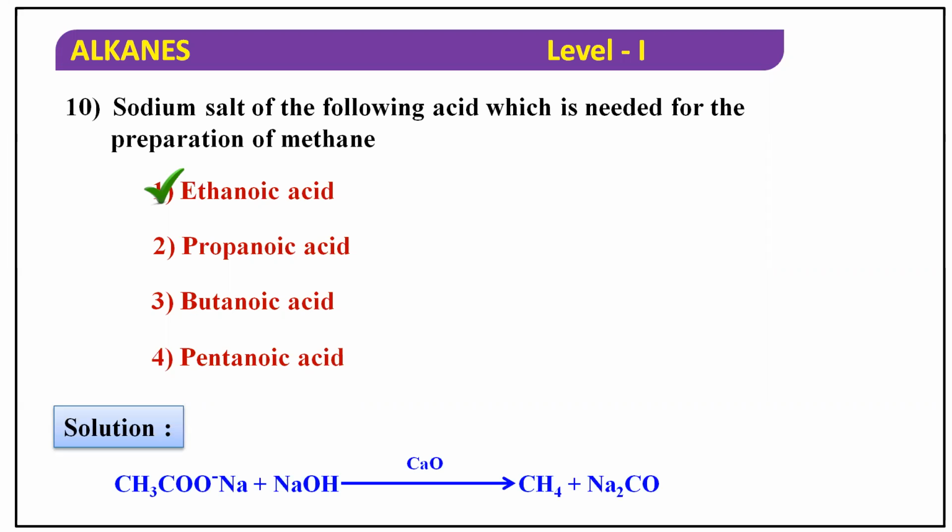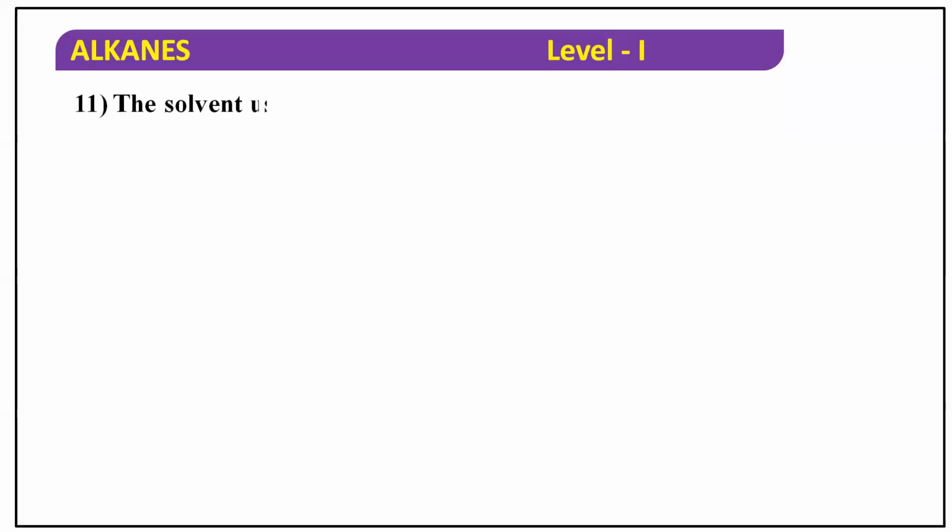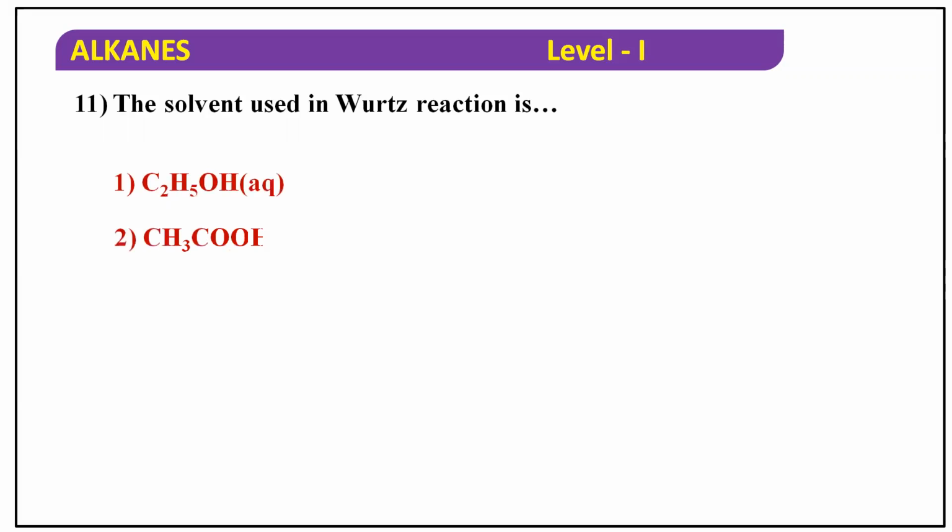Decarboxylation reaction: CH3COONa plus NaOH with CaO gives CH4 plus Na2CO3. CO3 is somewhat missing, you can write it down. The solvent used in the Wurtz reaction: already we discussed the name of the compound, right? So many times in the Wurtz reaction it should be dry ether. So the last option, one of the ethers, dry ether, we are taking.